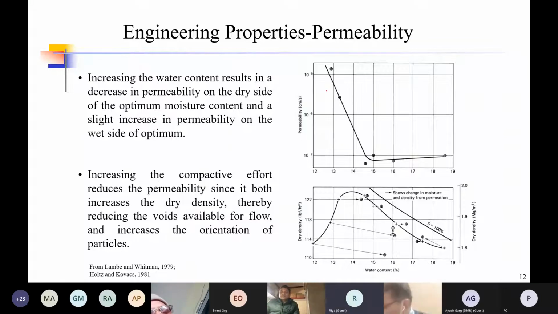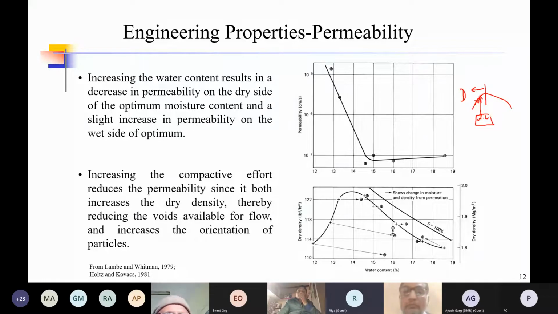Now, if you increase the water content, say you have a soil which is compacted on the drier side of the optimum. Drier side means, this is your OMC, so this is the drier side. Now, if your soil is compacted with this kind of water content, and you further try to saturate it, further increasing the water content under the same packing density, the permeability that you will see has increased. There is a slight increase.